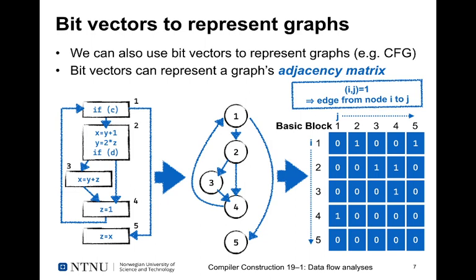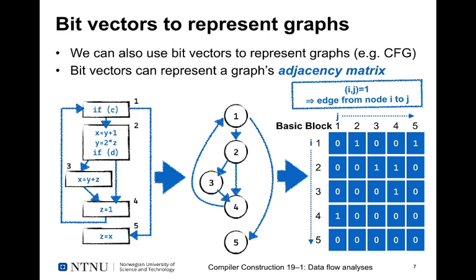So we can also use bit vectors to represent the graphs themselves. Bit vectors can represent a graph's adjacency matrix. What we do is we have our control flow graph here on the left-hand side. We can transform it to a simpler representation, just indicating the numbers of the basic blocks and the transitions that are possible, so the jumps or control flow edges that are possible between these. And now we can transform this into a set of vectors or a matrix.